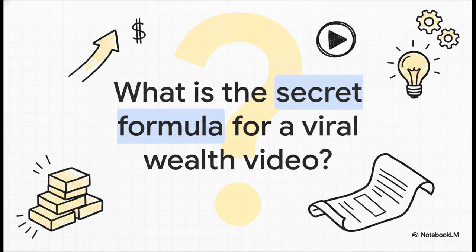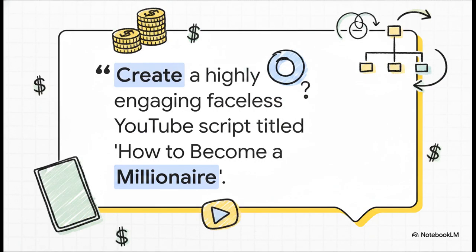What are the non-negotiable elements here? What actually transforms a simple video into a viral wealth-generating machine? Our blueprint gives a very clear command. Create a highly engaging, faceless YouTube video script titled How to Become a Millionaire. Right out of the gate, it is incredibly specific. It definitely doesn't want a casual vlog or a personal reflection, right? It demands a highly engaging script and literally locks in that exact title.